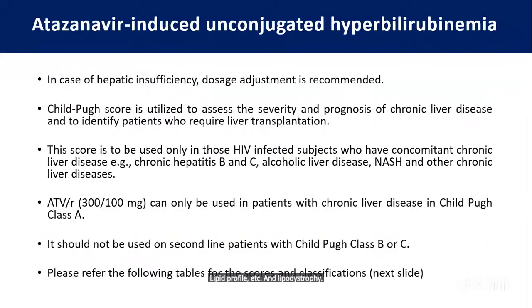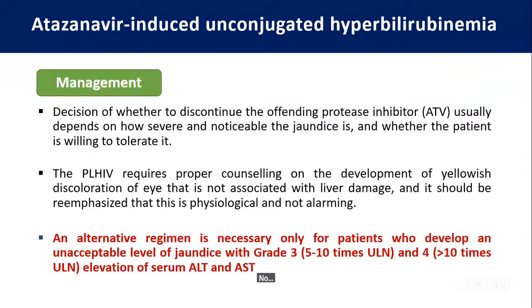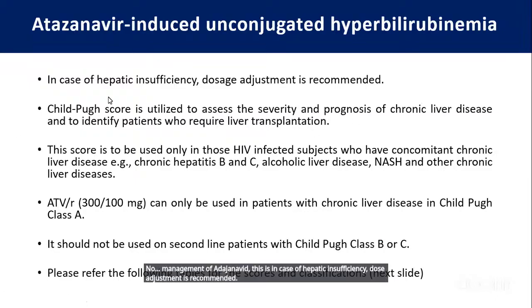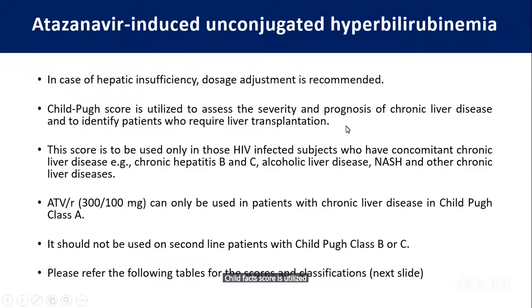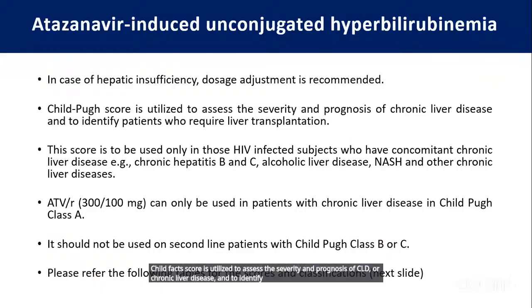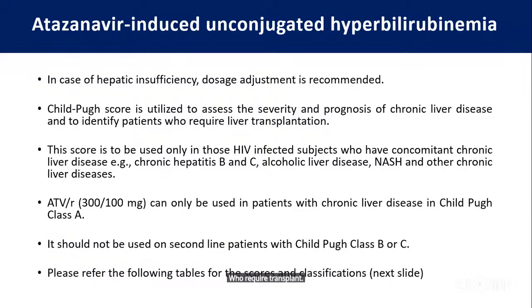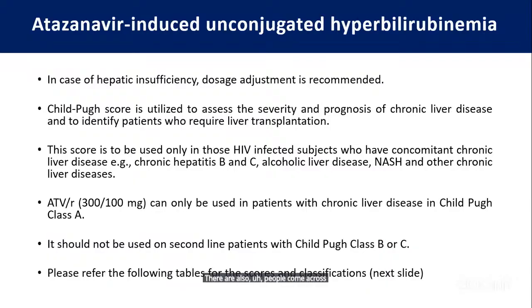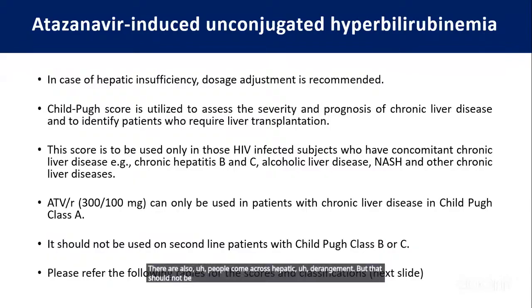Now, regarding management of atazanavir in case of hepatic insufficiency, dose adjustment is recommended. Child-Pugh score is utilized to assess the severity and prognosis of CLD or chronic liver disease and to identify patients who require transplant. Now, this should not be confused with DILI, which is drug-induced liver injury. People also come across hepatic derangement, but that should not be confused with CLD or chronic liver disease.